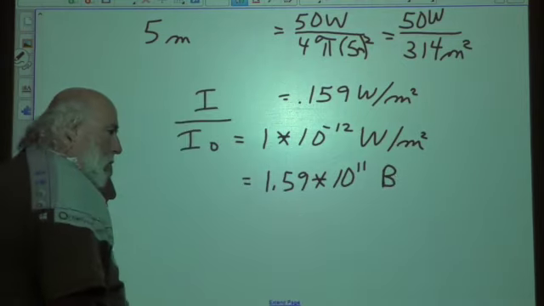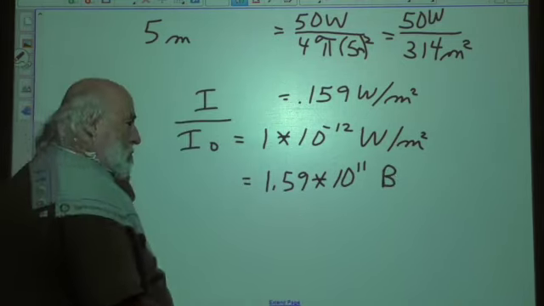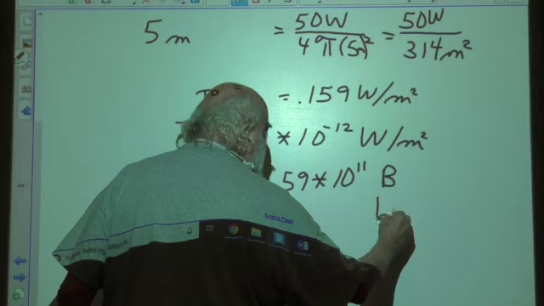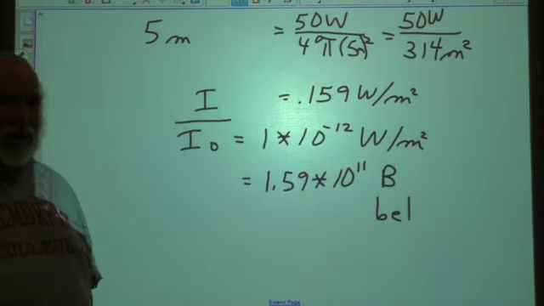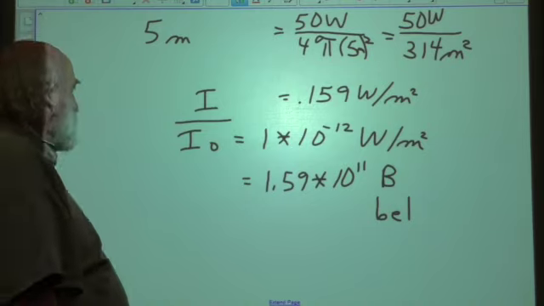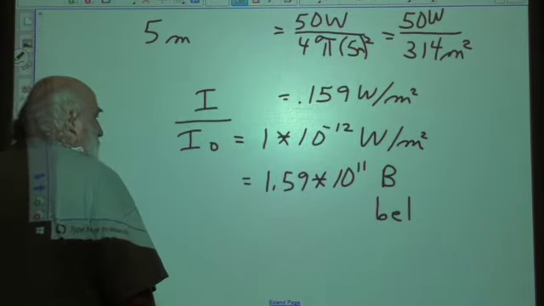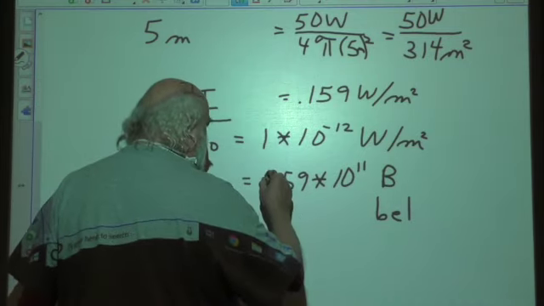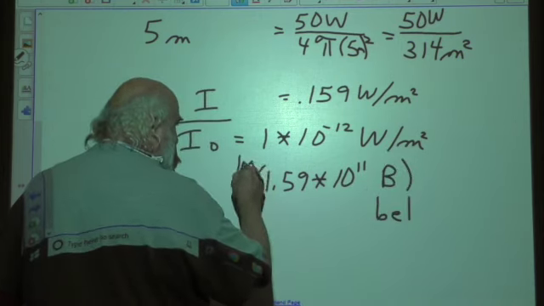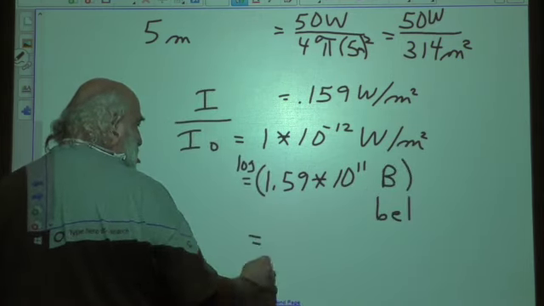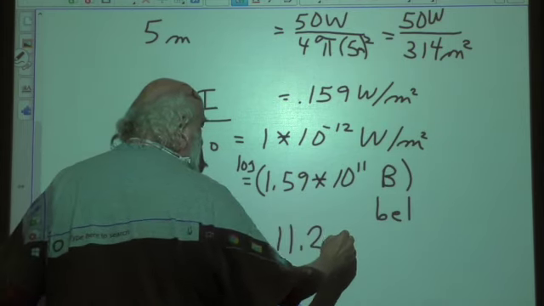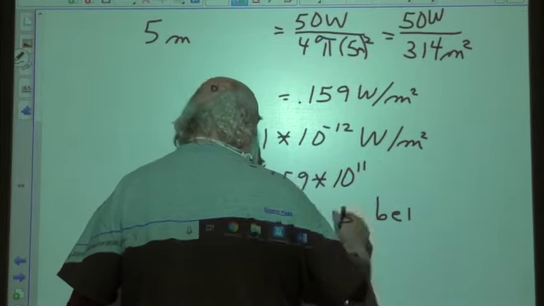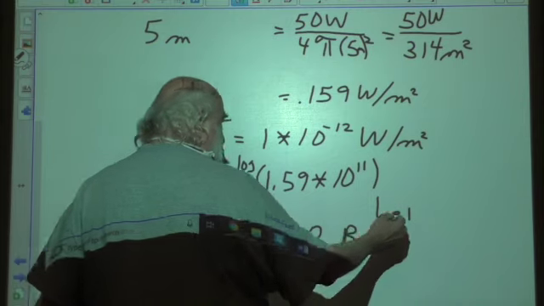That will be because of his name, but for some reason, and I haven't done the research on this, and I probably should have, they spell bell with one L instead of two. Actually, they're going to take the log of this, and that's going to be our bells. So we take the log of this, and this becomes 11.2 bells. I should get rid of that B right there. That's not correct. You take the log of that, and that'll give us our bells.